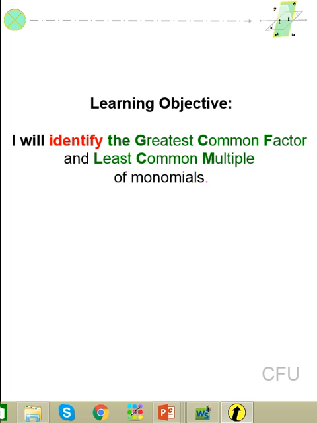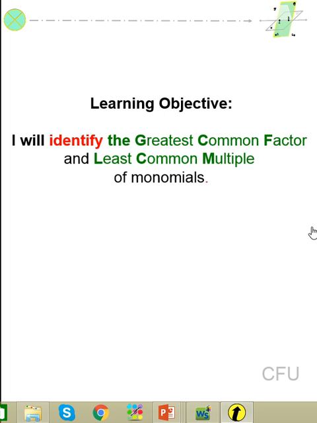Okay, our objective for today: I can identify the greatest common factor and least common multiple of monomials. Read together, 1, 2, 3. I will identify the greatest common factor and least common multiple of monomials. Read again, 1, 2, 3. Very good.